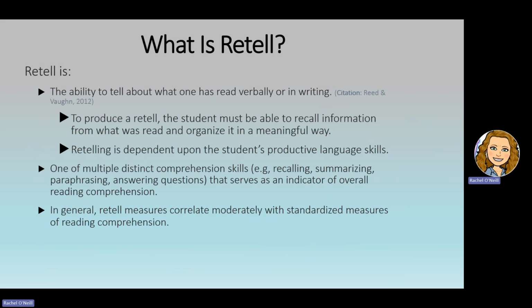Retell is the other part of the oral reading fluency assessment. Retell is the ability to tell what one has read verbally or in writing. In order to retell, a student must be able to read and understand the passage. In general, retell measures correlate moderately with standardized measures of reading comprehension.